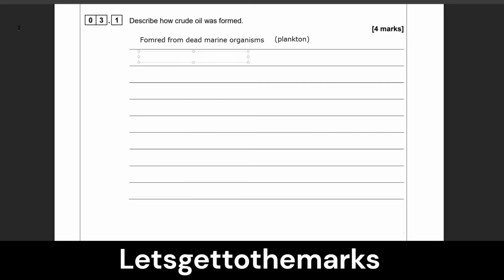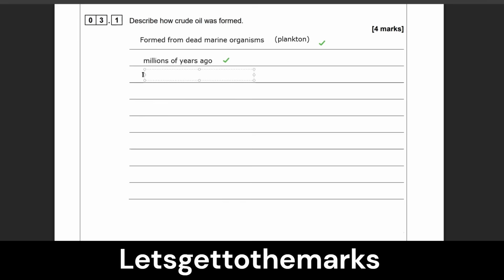And you don't spell formed like this: f-o-r-m-r-e-d. It's not "from red", it's formed. Okay, formed from dead organisms, plankton. And that's a first mark. Now, the second point you need to have put somewhere in your answer is millions, not thousands, millions of years ago. It's actually hundreds of millions of years ago. But if they see the words a long time ago or millions of years ago, they're going to give you the mark. They won't give you the mark for thousands of years ago because it's a real long time ago. So that's two out of our four marks.